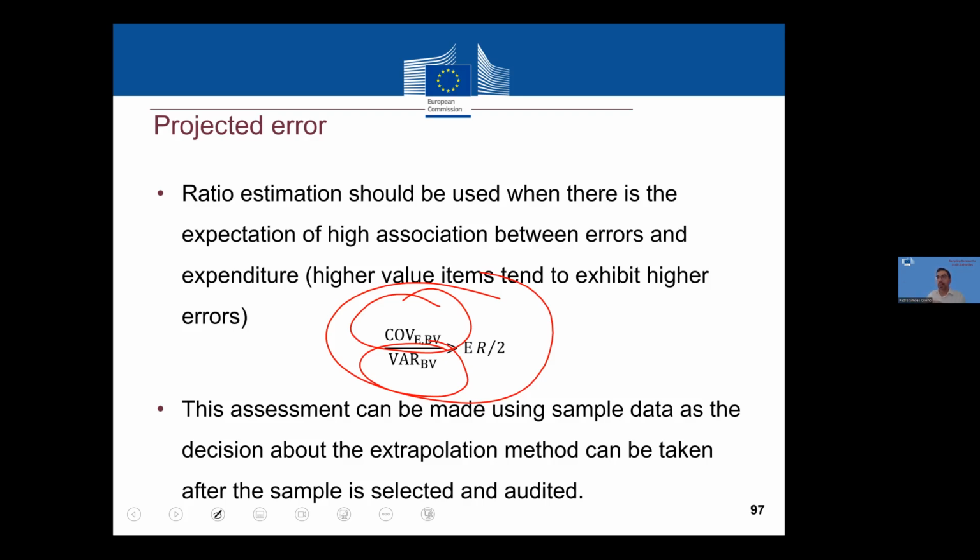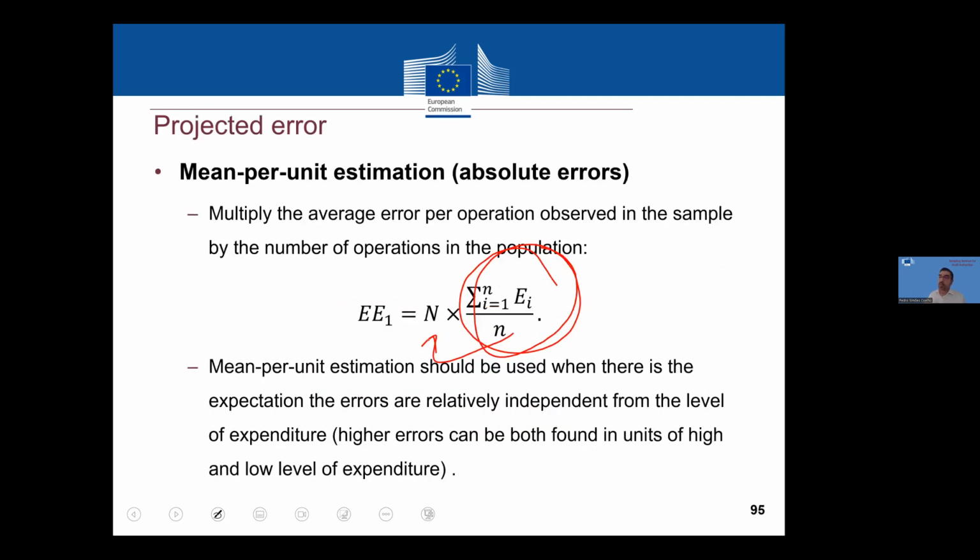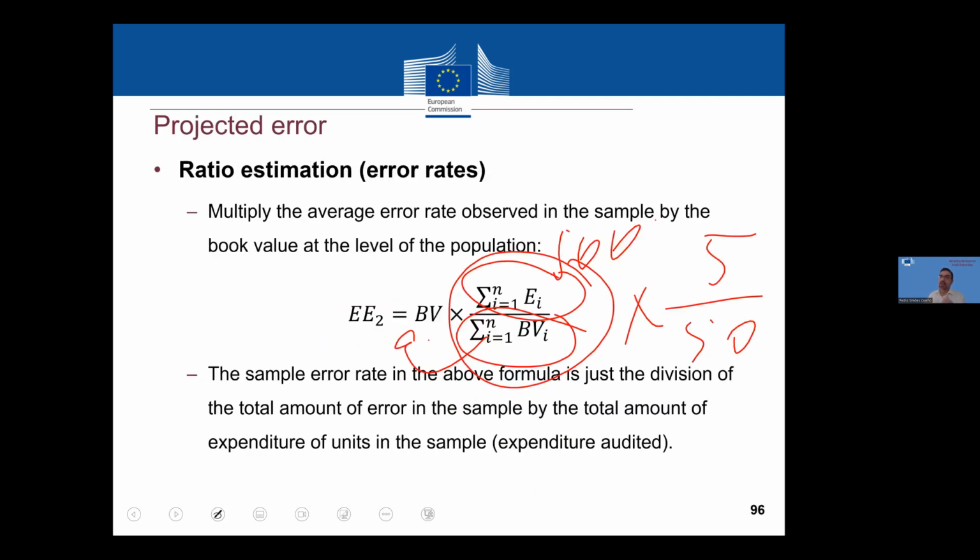In our numerical example that we are going to see in a few minutes, I'm going to do everything to the end using both methods, so you can see both methods working and how they, in my example, produce similar yet different results. So before we go into the example, after you project the errors either with mean per unit or ratio estimation, you need to calculate precision.